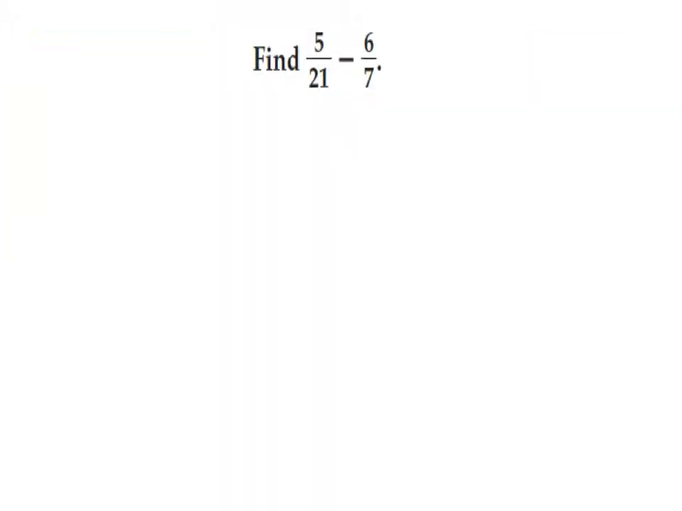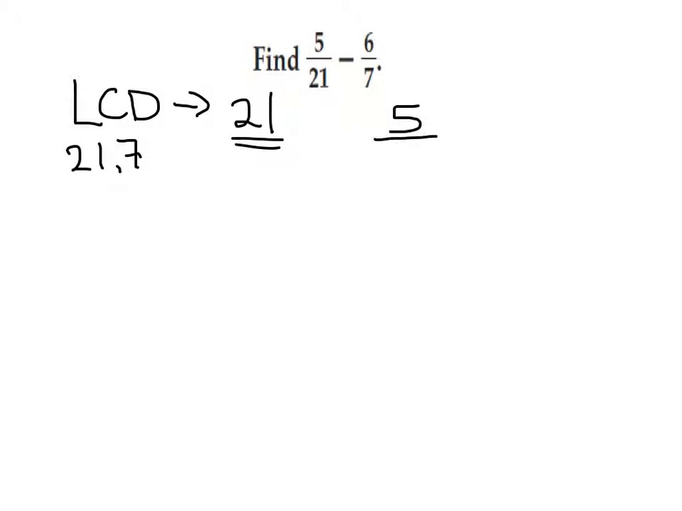In this slide we have 5 over 21 minus 6 over 7. The denominators are not the same. We need to look for an LCD for 21 and 7. The LCD is 21. We listed the multiples and you'll find that 21 is the least common denominator. That means our first fraction, which has a denominator of 21, can stay the same. We just need to adjust 6 over 7 so the denominator is 21. Alright, 7 times what equals 21? That's 3. Whatever I do on the bottom, I do on the top.